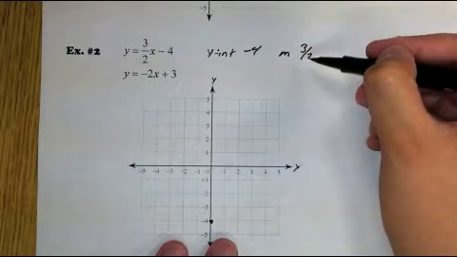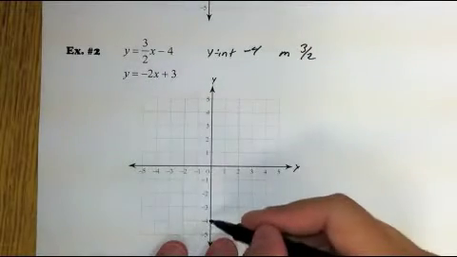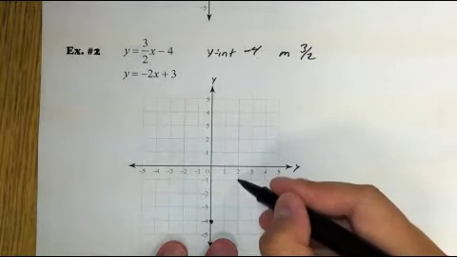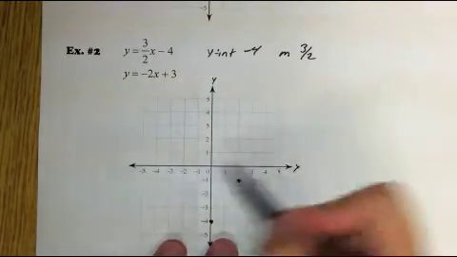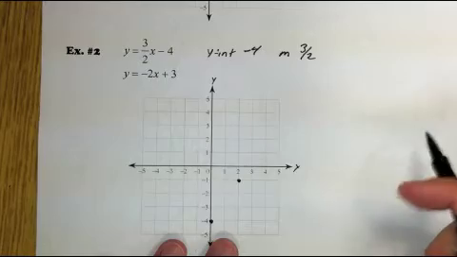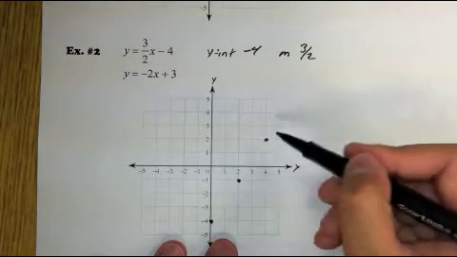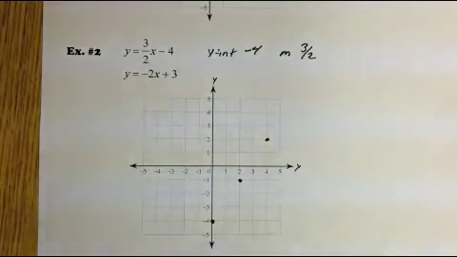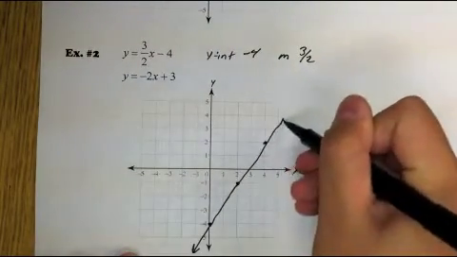My slope's positive, so which direction do we have to go? Rise 3, run over 2. That's it. Up 3, run over 2. I'm going to do it one more time. Like I said, I want to completely fill in as many dots as I can on the coordinate plane. So I'm going to go again, up 3, over 2. I'm going to run out of space, so I'm good there. Let's go ahead and draw our straight line.